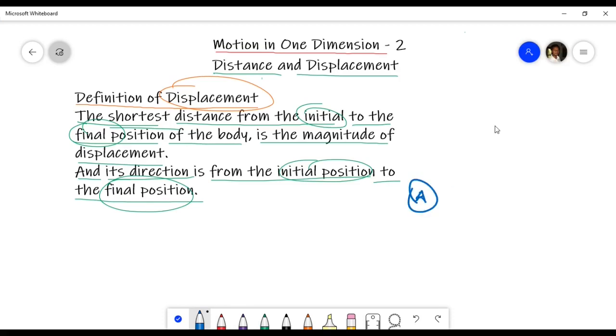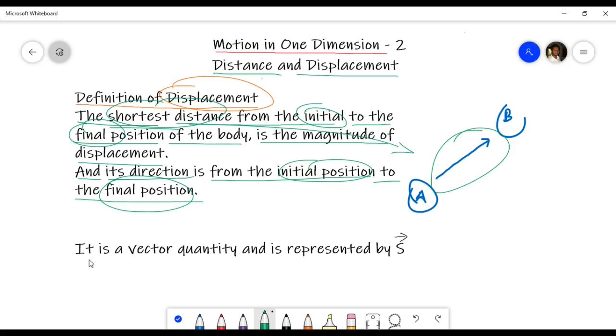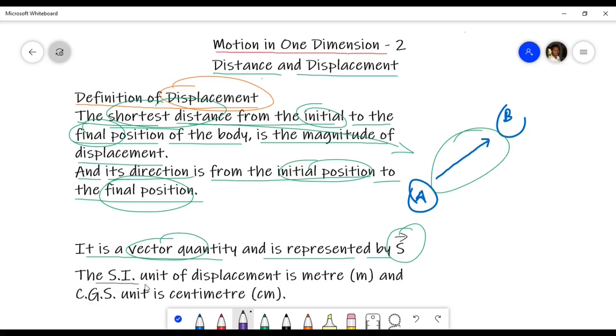Let me show you an illustration here. The initial position A and the final position is B. The shortest distance between the initial position and final position, right? That is what is referred to as displacement, right? The shortest distance from A to B, or the shortest distance from the initial position to the final position. Displacement is a vector quantity, and it is represented by capital letter S with an arrow sign on top, and the SI unit of displacement is meter, represented by m, and CGS unit is centimeter, represented by lowercase cm.